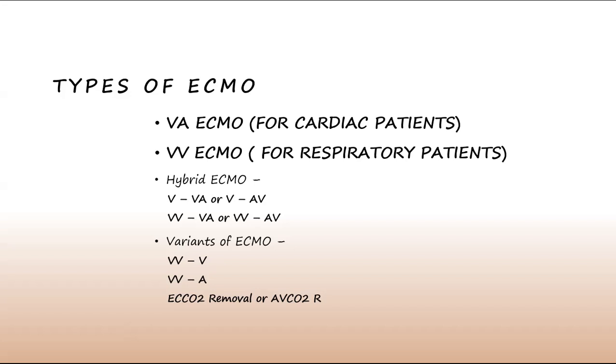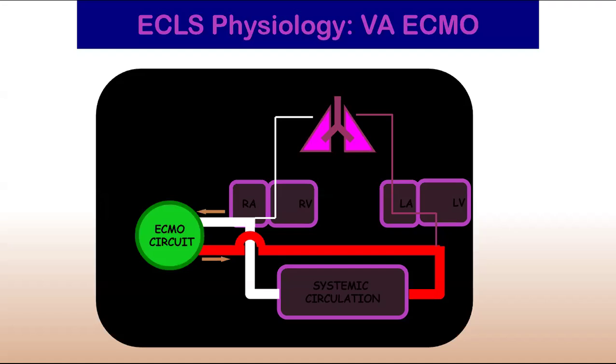We have VA ECMO for our cardiac patients. We have VV for our respiratory patients. And we have hybrid ECMOs where there's a combination of both cardiac and respiratory ECMOs. It might be V-VA or VAV, or it might be VVVA or VV-AV. And there are some variants of ECMO where we are adding one more extra cannula to the basics of ECMO here. So it is depicted as VV-V or VV-A here. One more variant of ECMO is there. It's called core removal, or you can also call it AV core removal for ECMO here. So this is a gross slide showing the various types of ECMO here.